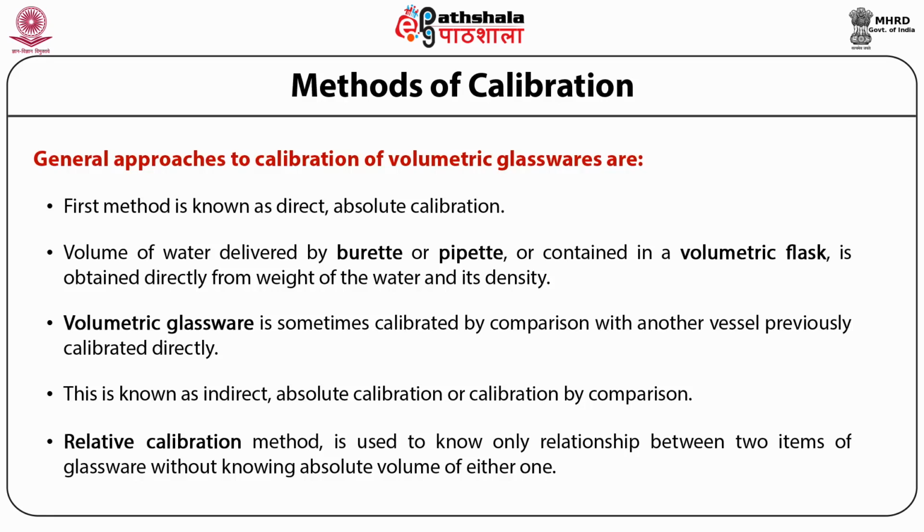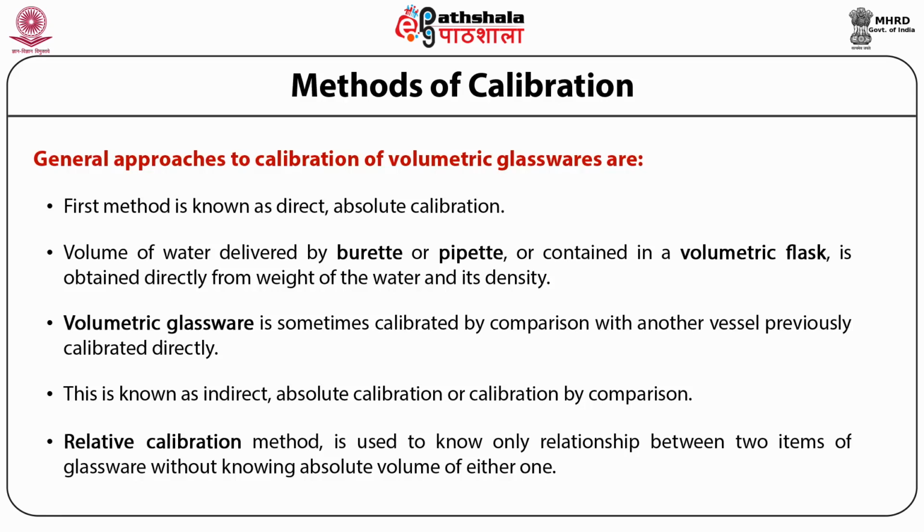Sometimes it is necessary to know only the relationship between two items of glassware without knowing the absolute volume of either one. This situation arises, for example, in taking an aliquot portion of a solution. Suppose that it is desired to titrate 1/5 of an unknown solution. The unknown might be dissolved, appropriately treated, preparatory to the titration, and diluted to volume in a 250 ml volumetric flask. A 50 ml pipette would then be used to withdraw an aliquot for titration.